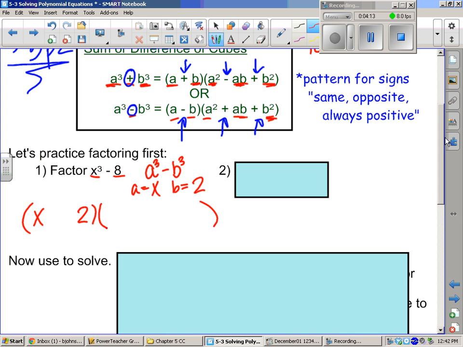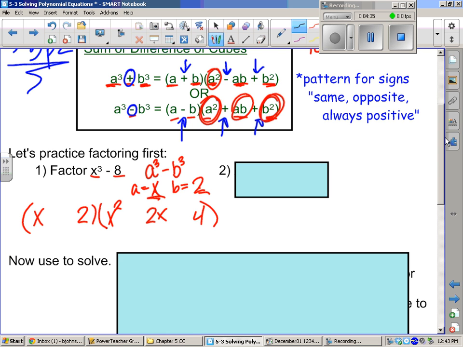Then the next one is a squared. I maybe should be circling this one because it's a minus. A squared, so I'm going to take my x and square it. Then in the middle we do a times b. X times 2, that would just be 2x in the middle. And then b squared goes in the last place, so I take my b and square it. That's a 4. Last thing to do is to fill in the signs.